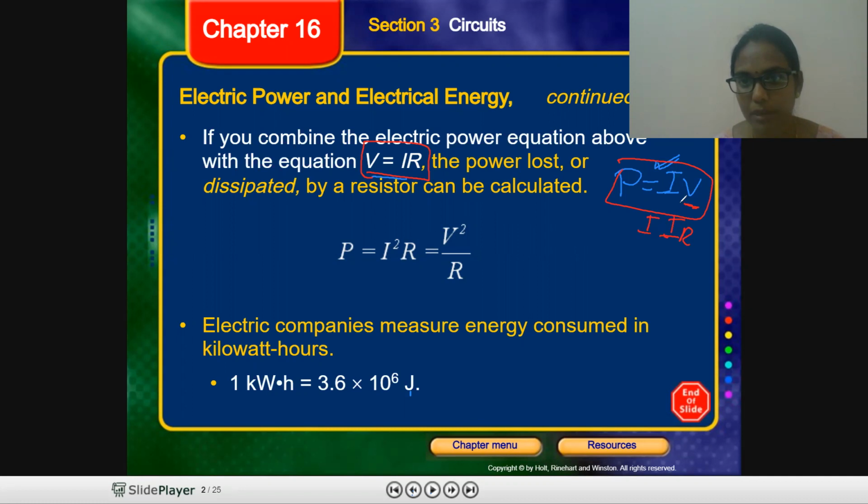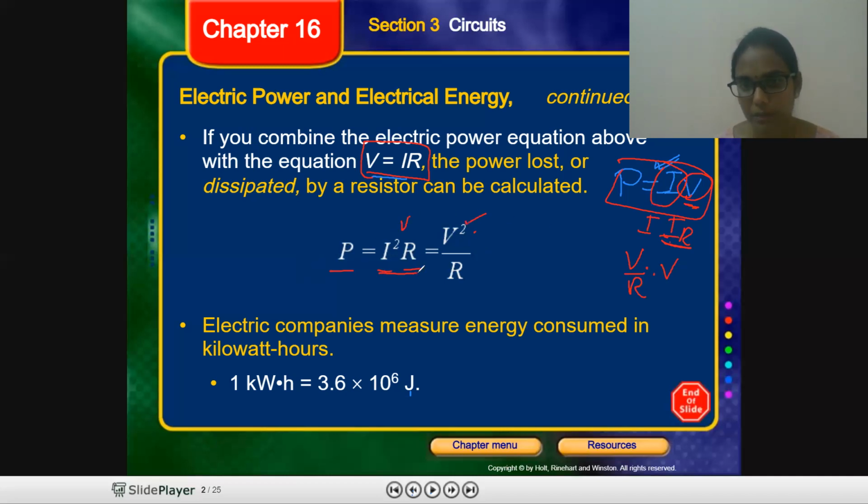Here one I is there. In place of V, I removed it and wrote IR. So I into I, how much? I squared R you will get. Like this you need to replace for V. Suppose you want to replace for I, imagine if you need to replace for I, what can you write? In place of I, I can write V by R, and V is there. So V into V, V squared by R. So both ways we represent the power.